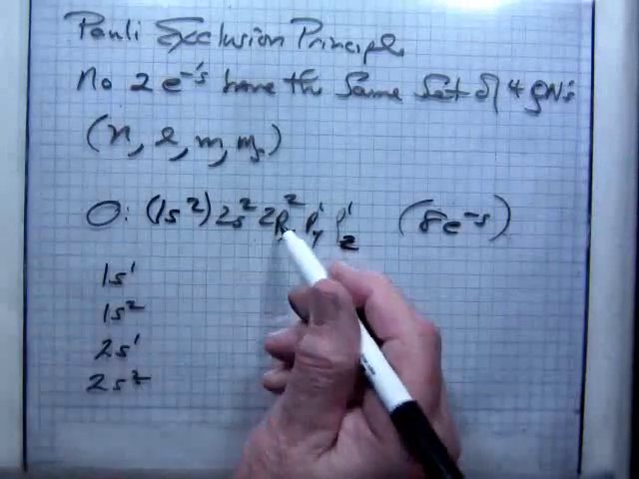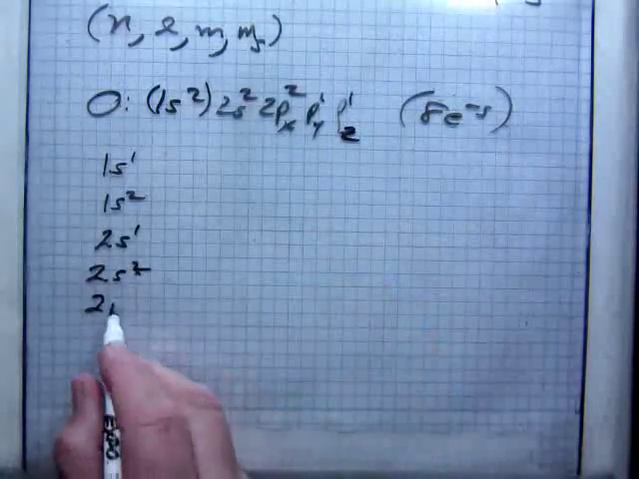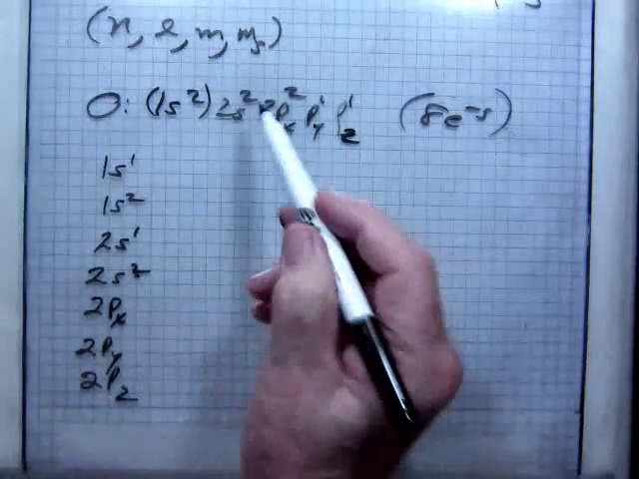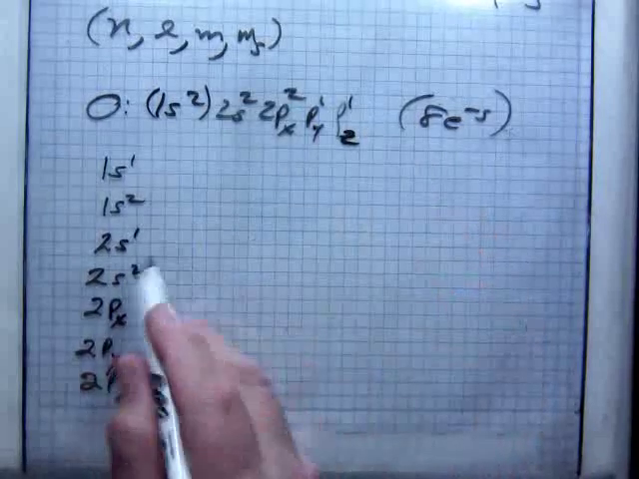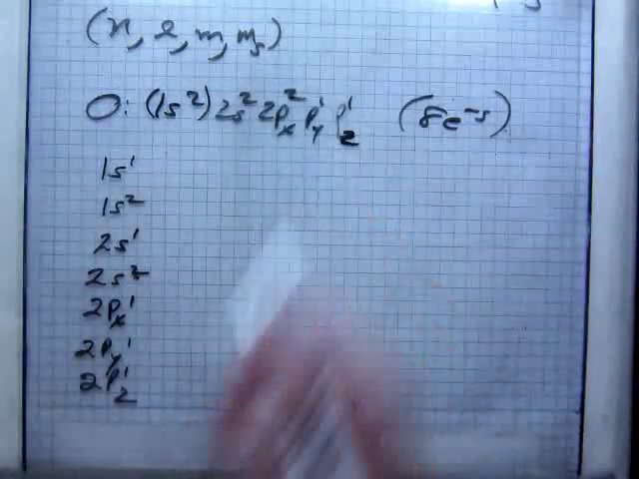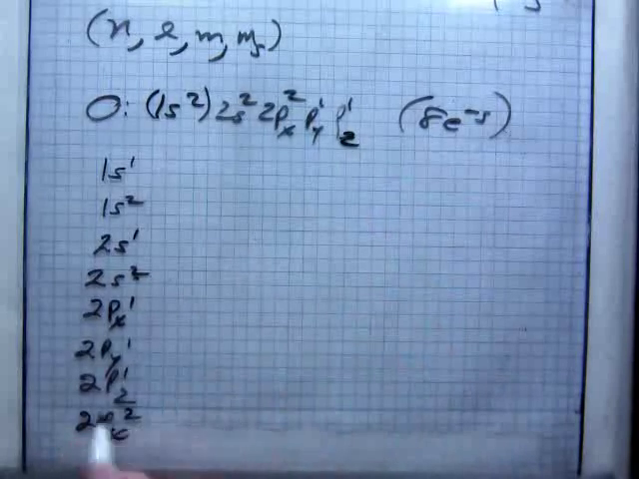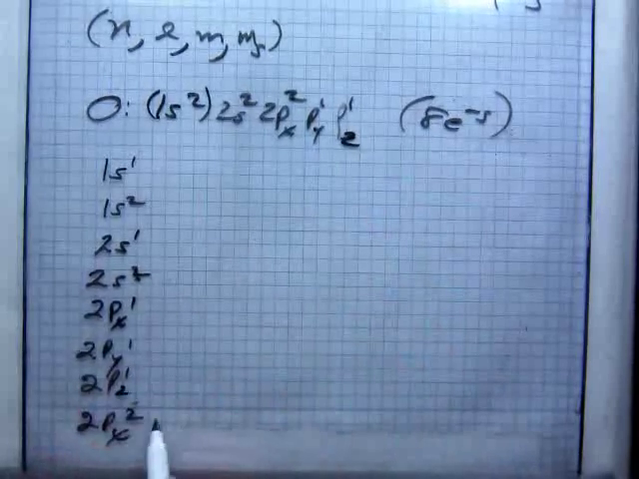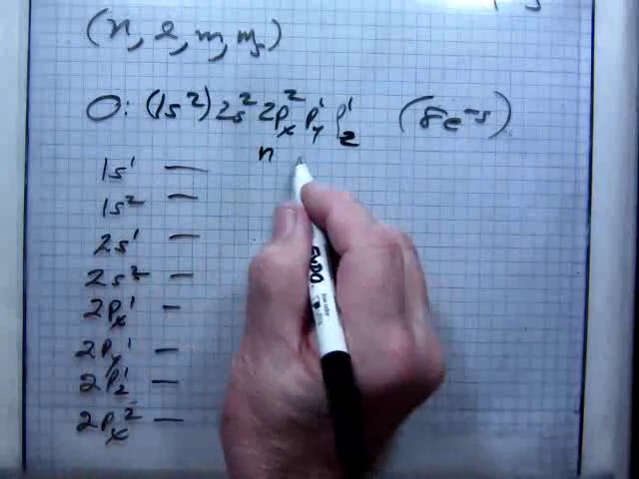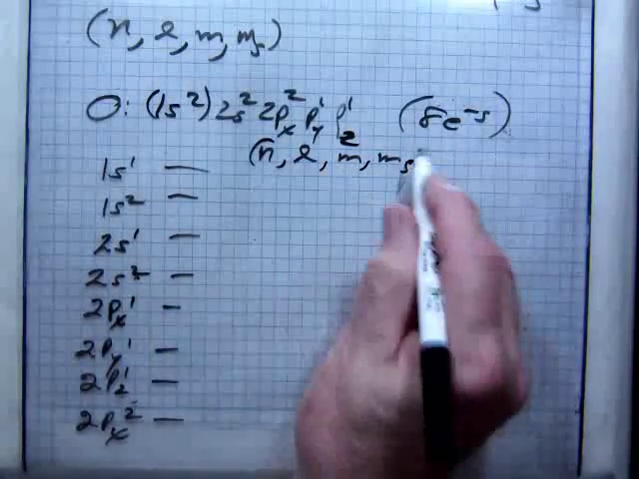Then you have a 2p: 2px, 2py and 2pz. And then we put 1 electron in each one of those: 1, 1, and 1. Those are your first electrons in. Then you come back and you parallel it. 2px2, that's the second one. You've got 1, 2, 3, 4, 5, 6, 7, 8 electrons, and every one of them has a different set of those quantum numbers.